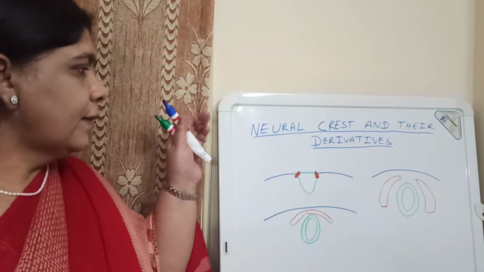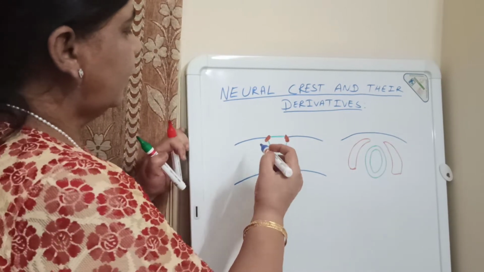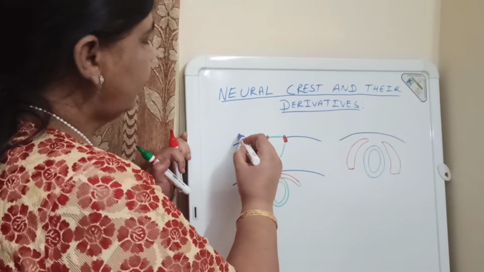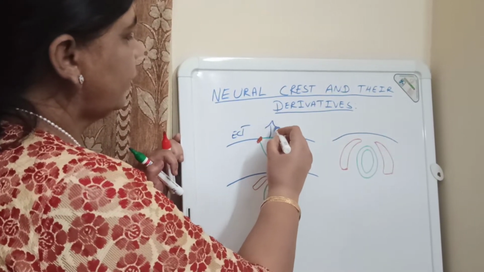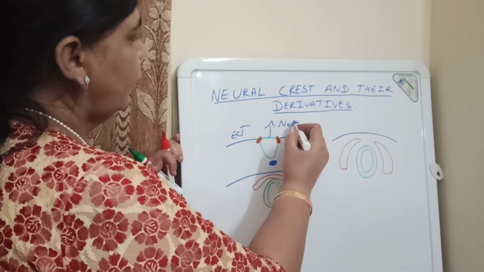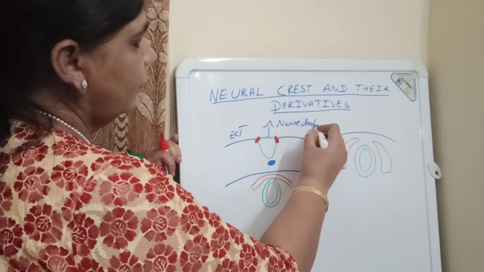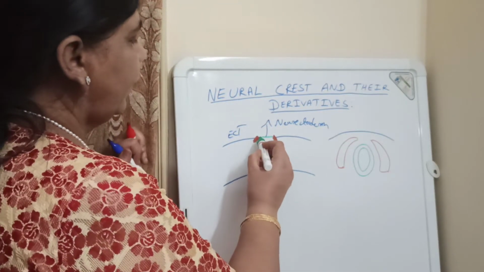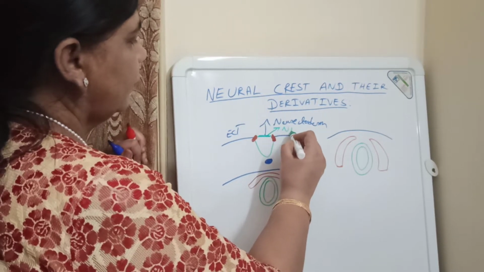Neural crest cells, when they are formed, you have to again recollect your formation of the neural tube. So this is the ectoderm, surface ectoderm, and this is the thickening of the surface ectoderm opposite to the notochord, that will be called as the neurectoderm. So neurectoderm thickens to form the neural plate. In the beginning it is called as neural plate.